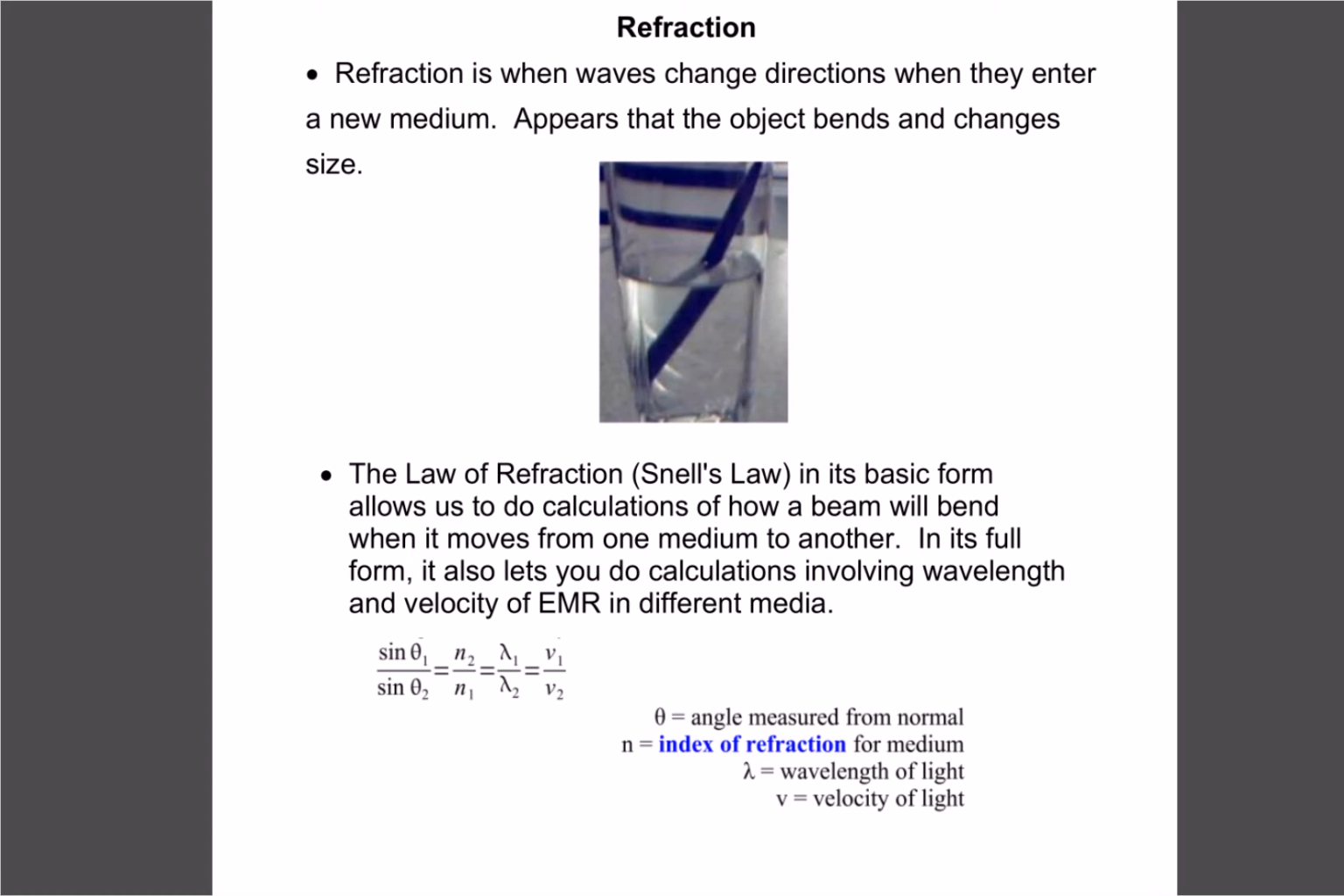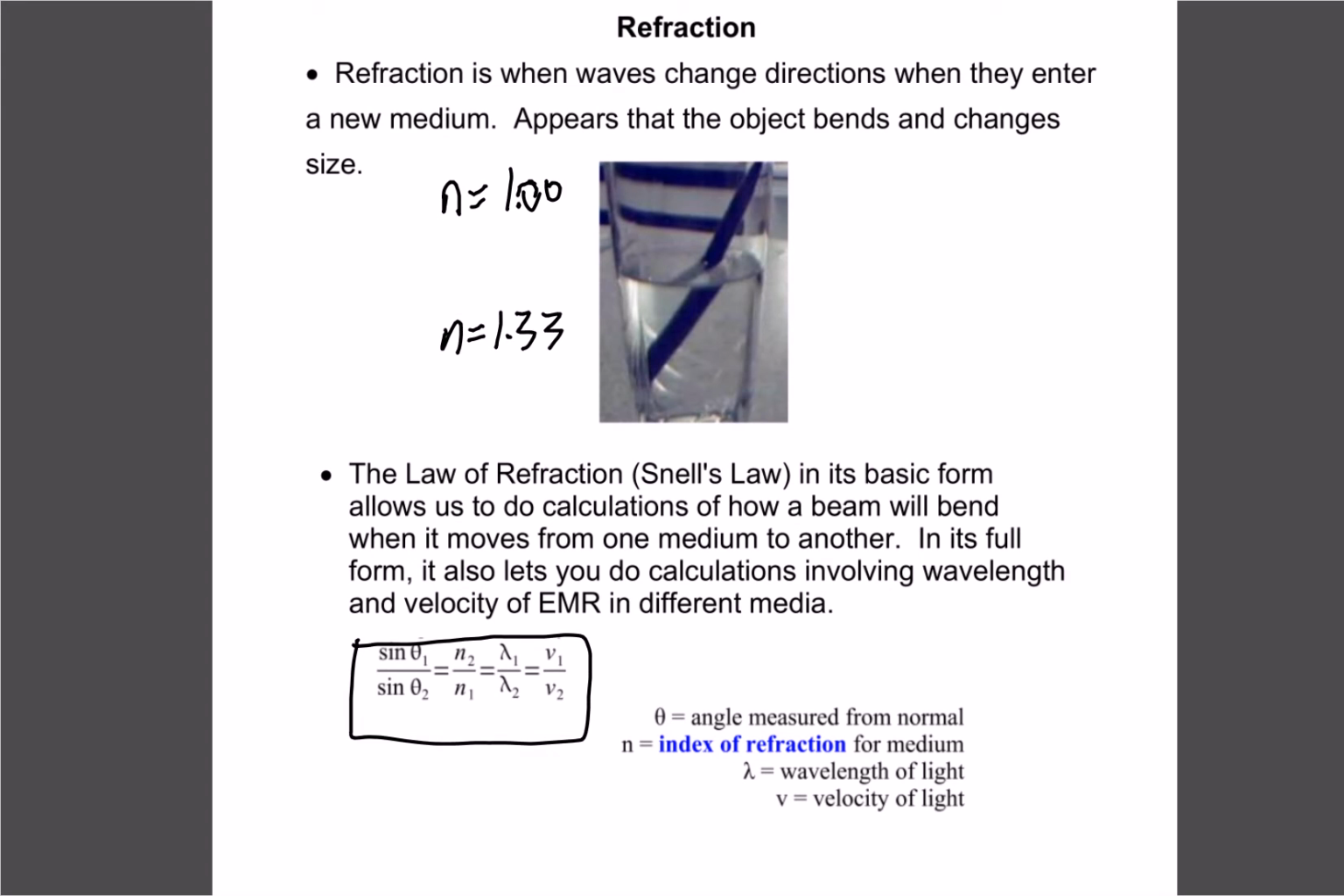Snell came up with a formula on how to calculate this, and it's basically a ratio comparing the two different mediums. In this case, let's suppose air has an index of refraction of 1, and let's suppose water has an index of refraction of 1.33. So 1 would represent normal, 1.33 would be a little bit more dense, and then our formula is like this.